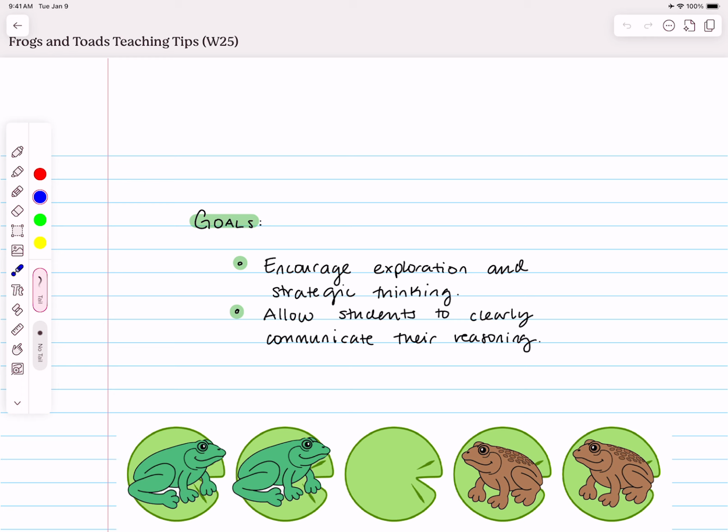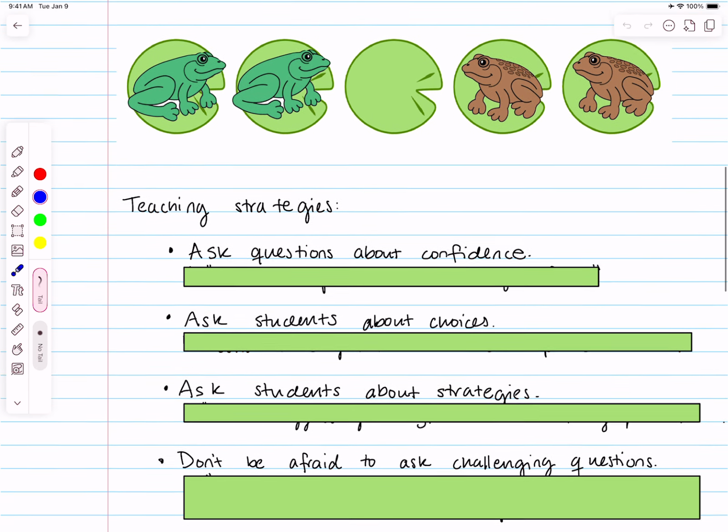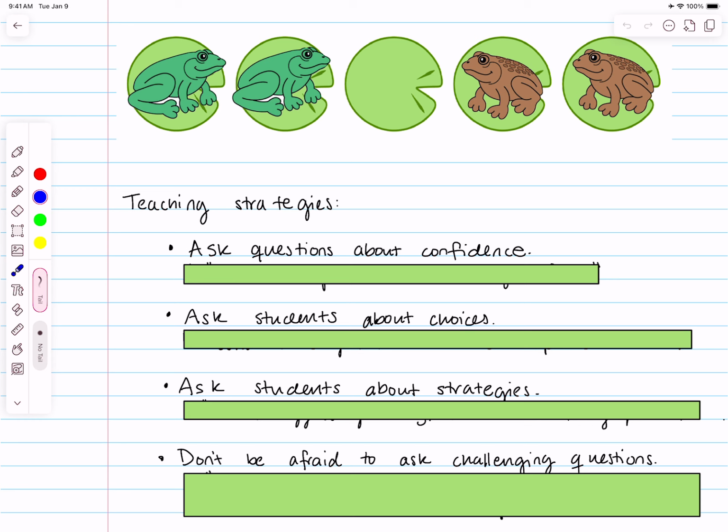So how do we actually achieve these goals? Well, we have several different teaching strategies that we can use. First off, you can ask questions about confidence. So, for example, if a student asks you, is this right? Instead of saying yes or no, you can ask them how confident they are in their answer. You can say, maybe, what do you think? How confident are you? And then how would you feel more confident in your answer if you're not very confident?